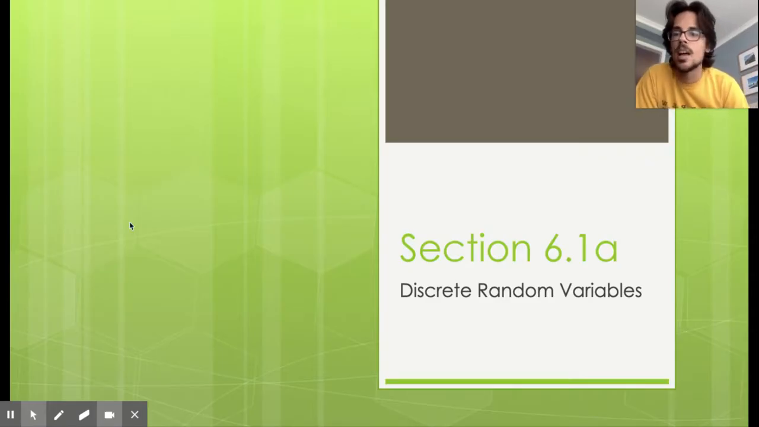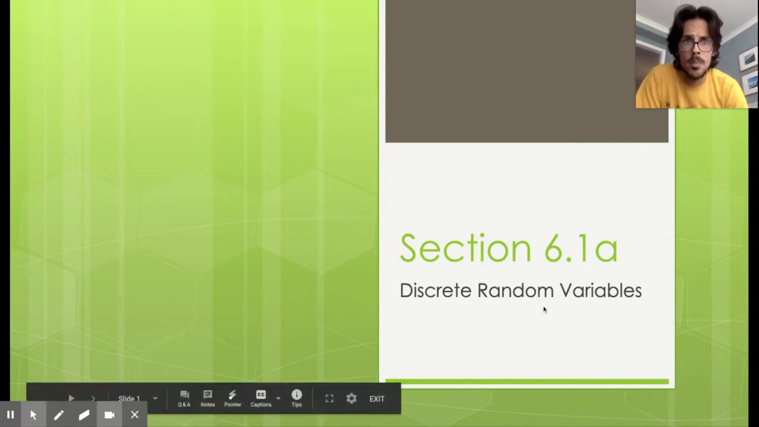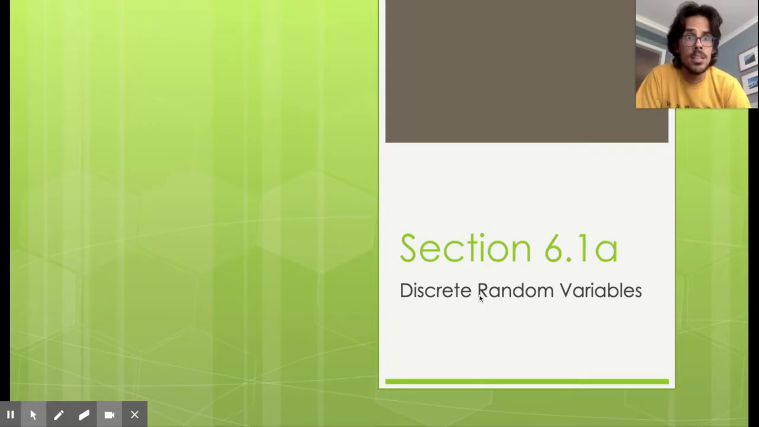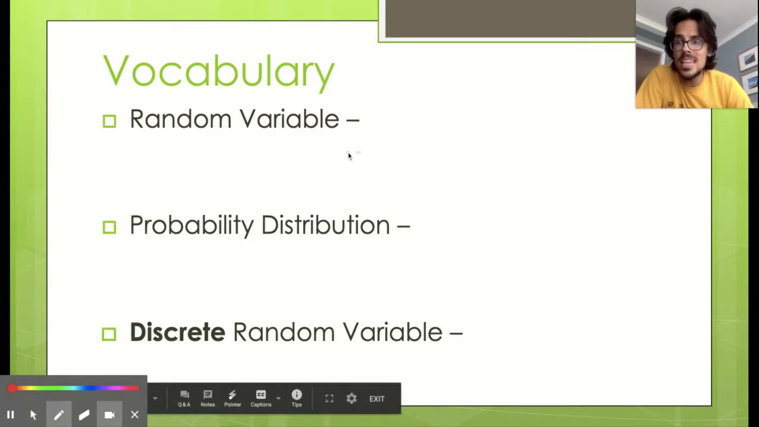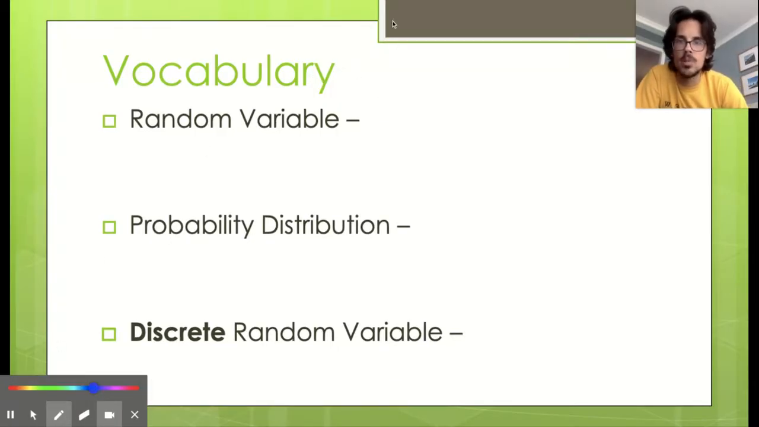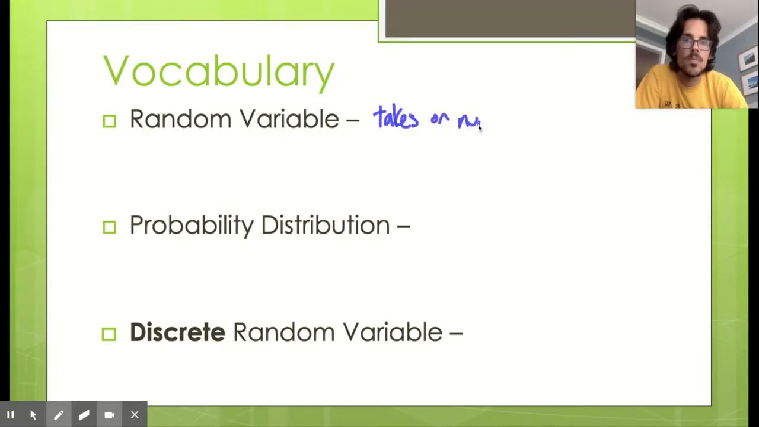So with that little spiel out of the way, let's go ahead and jump in with the concept of a discrete random variable. And that title in and of itself should be a little bit crazy, like what does that even mean? So we need to start by defining some terms. First of all, what is a random variable itself? A random variable takes on numerical values that describe some chance process.